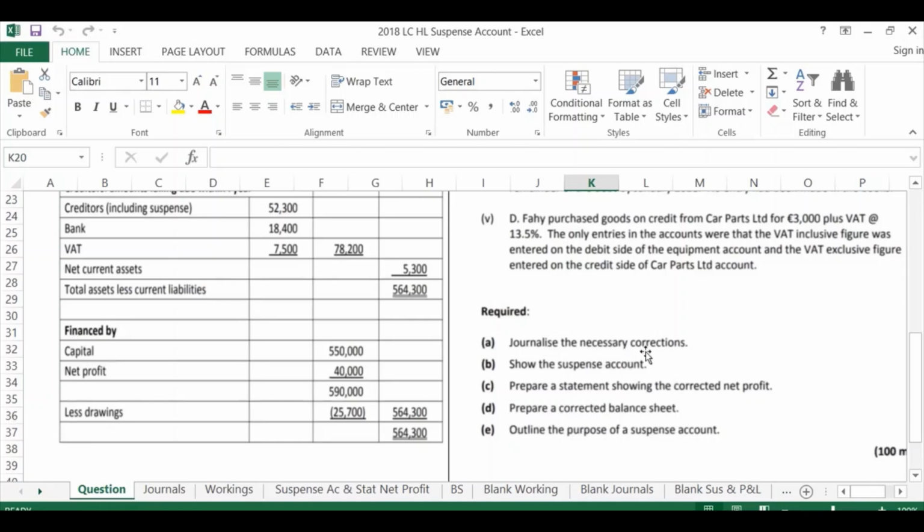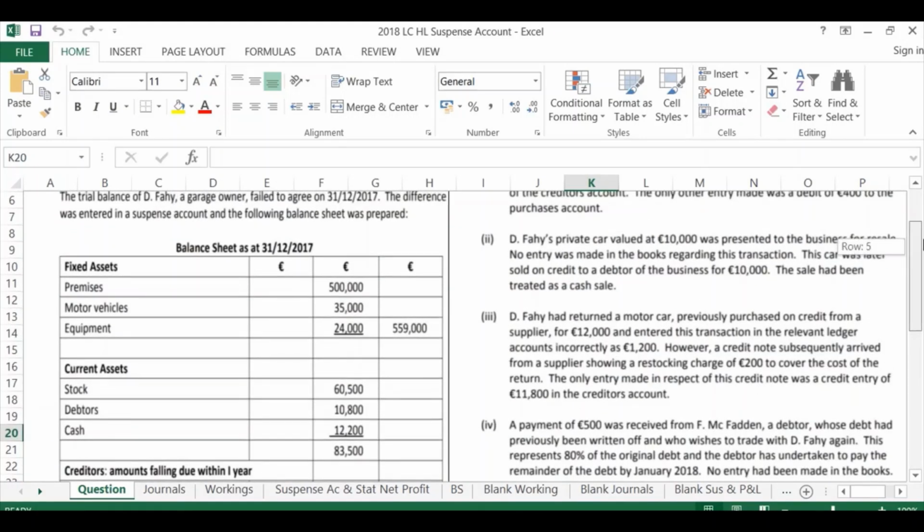So the main marks go for the journals, but to do these journals we're going to need to do out T accounts for each journal, which is the hard part. Once you have the T accounts done, the journals are easy enough, and once the journals are done, the rest of the question isn't too bad. So the T accounts are the hard part, so that's where we'll start. We'll go through them one by one.